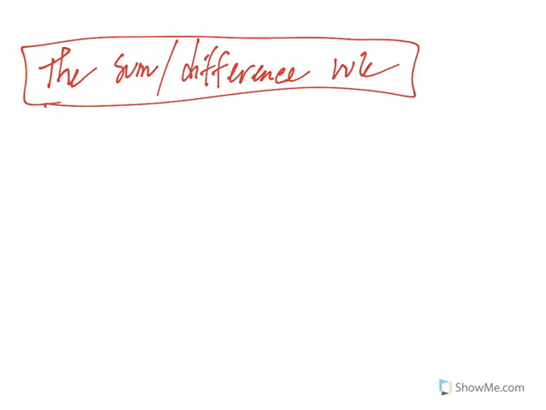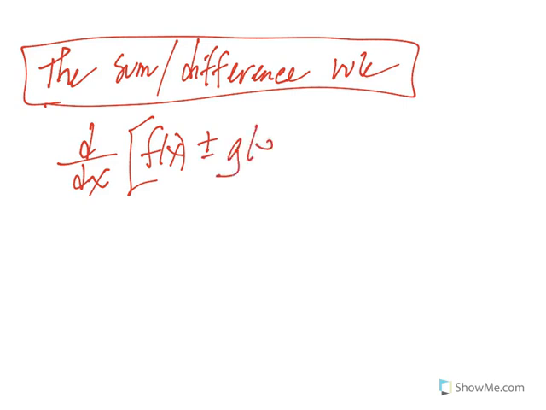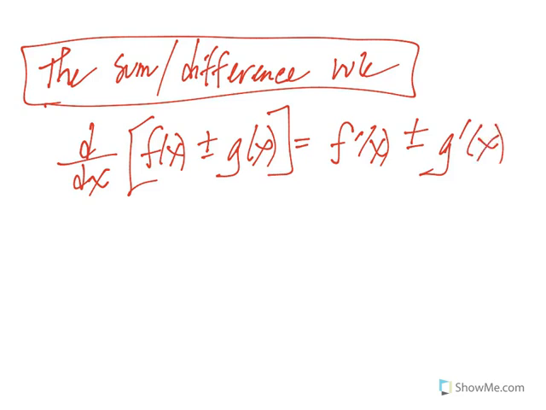And the sum and difference rule allows us just to derive sums and differences independently. So here's the way the notation reads. It's the derivative with respect to x of f of x plus or minus g of x. Then you just do them separately. That will give you f prime of x, the derivative of f, plus or minus the derivative of g. And again, you just go through and derive them each individually using whatever rule you need to use.